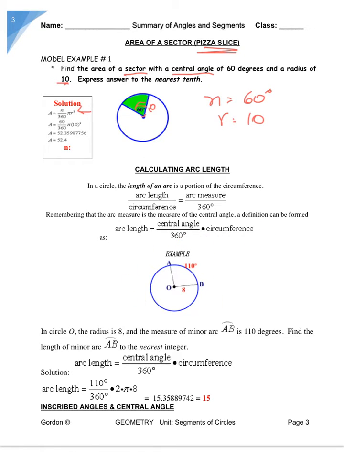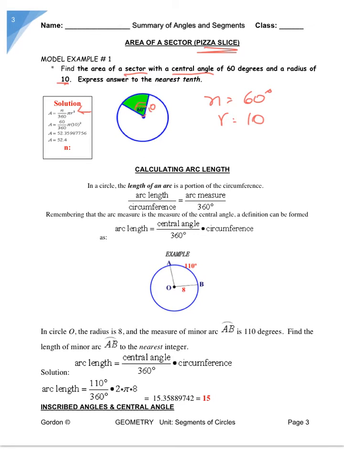Let's look at this example here. In a circle O, the radius is 8, right here. And the measurement of the minor arc, remember, is the smaller piece, is 110 degrees. Find the length of minor arc AB to the nearest integer. So this is 110. You want to find out how much the arc length is. So its arc length is equal to central angle. Remember that the central angle is the same thing as the arc that it intercepts. And you'll learn that more on the next page.